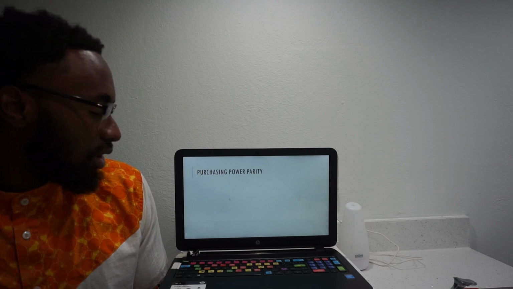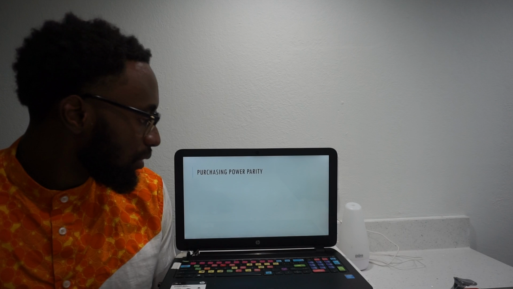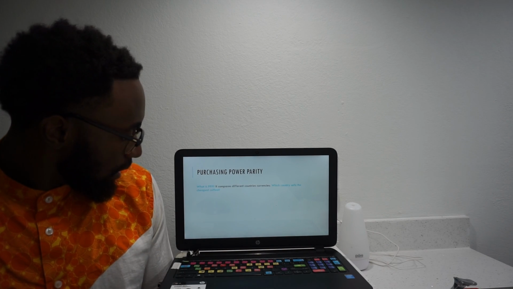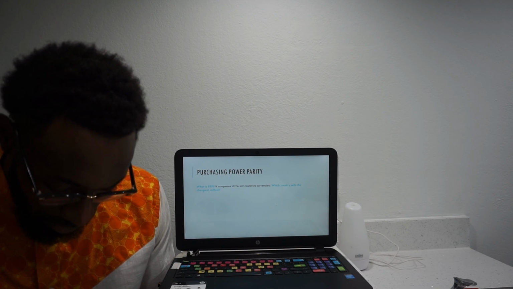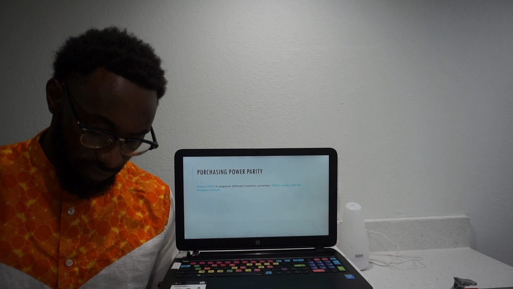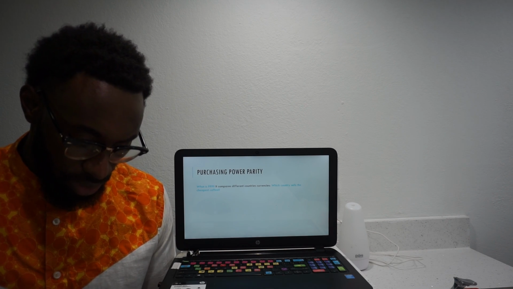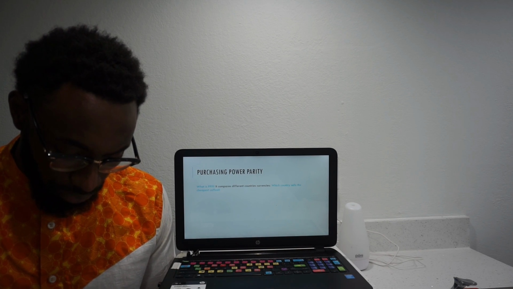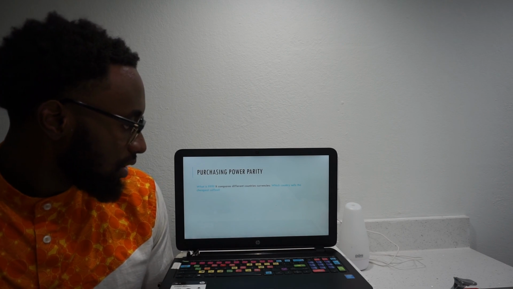The second thing I'm going to explain is the purchasing power parity, which is PPP. What is PPP? PPP compares the purchasing power of multiple countries to one another. You can use it to compare countries that use different exchange rates.